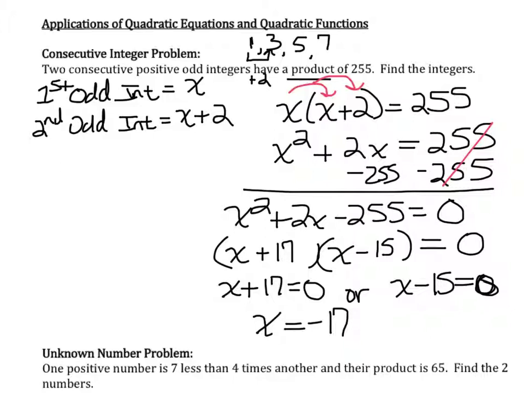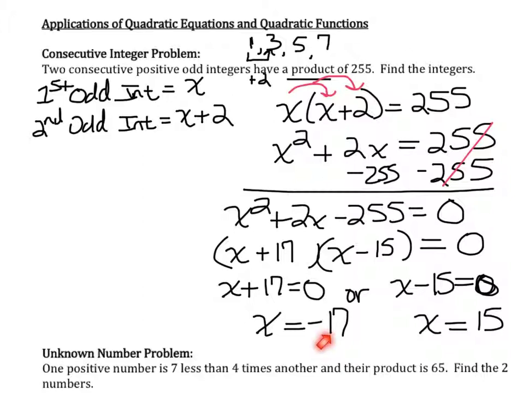And on my other equation, I have to add 15 to both sides. Notice that when I add 15 to this side, it's going to cancel with this negative 15, so I'm going to be left with x. And when I add 15 to this side, I'll get 0 plus 15, which is a positive 15. And so right now, it looks like my solutions involve negative 17 and 15. However, remember what you're looking for. I'm looking for two consecutive positive odd integers, right? Negative 17 is not positive.